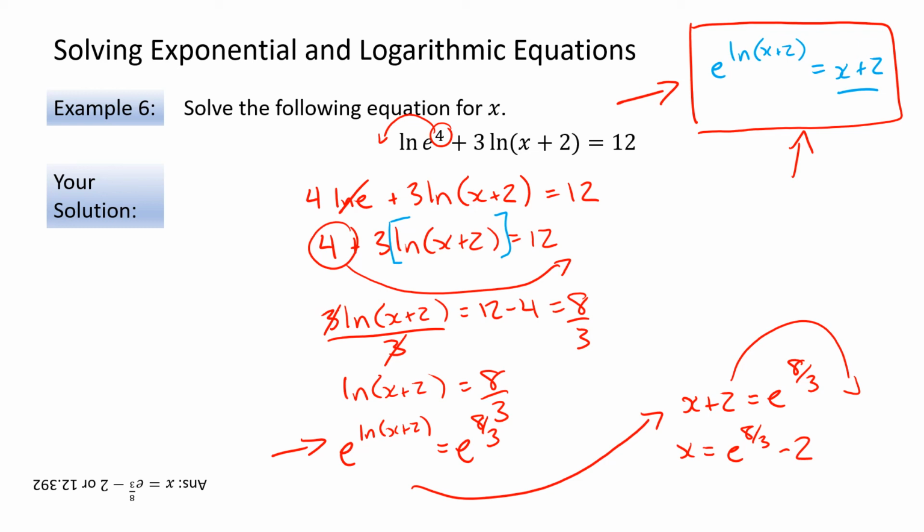If you did put that number in your calculator, you would get 12.392 approximately. Or the way I prefer it to be left is to leave it in this form, but you can leave it in either and I won't take marks off.